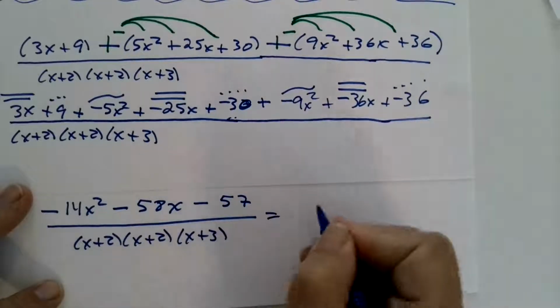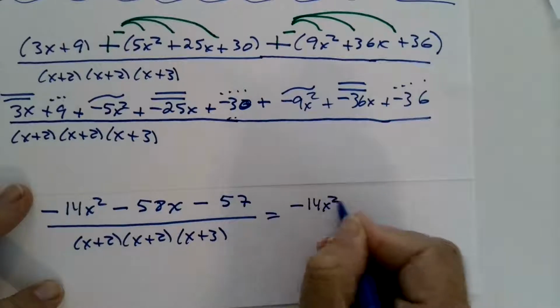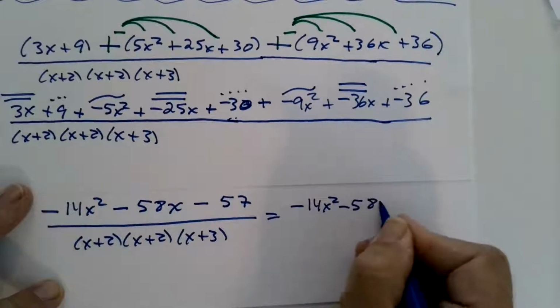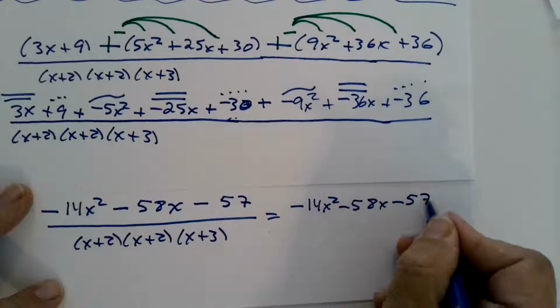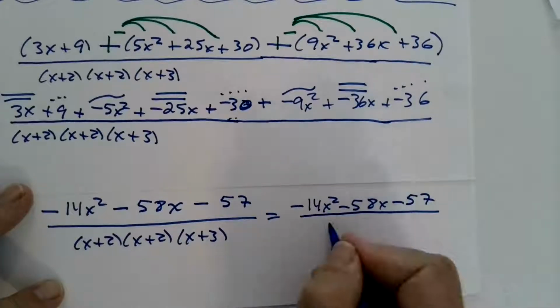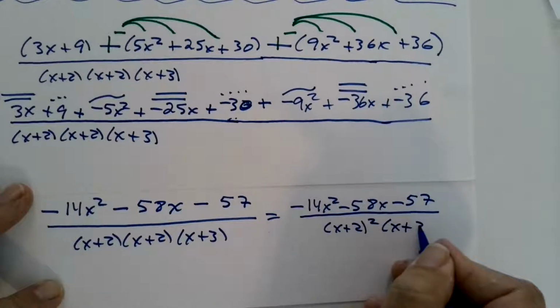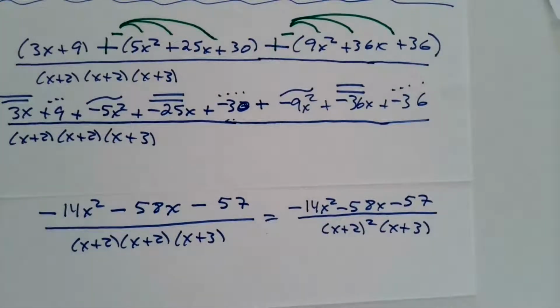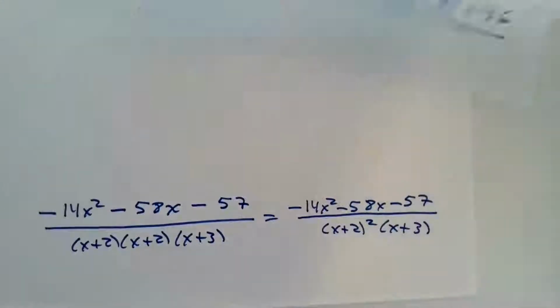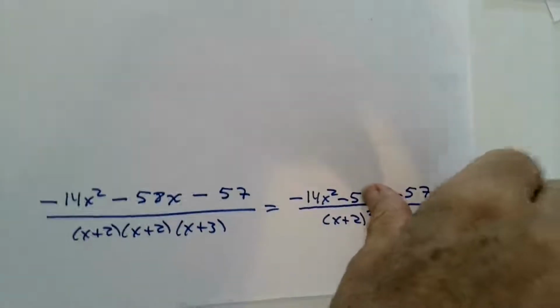And if you'd want, you could rewrite it as negative 14x squared minus 58x minus 57 over x plus 2 squared times x plus 3. That would be another way for us to write that. All right, let's take a look at another question that will not be quite as tedious, but will require some intricacy.